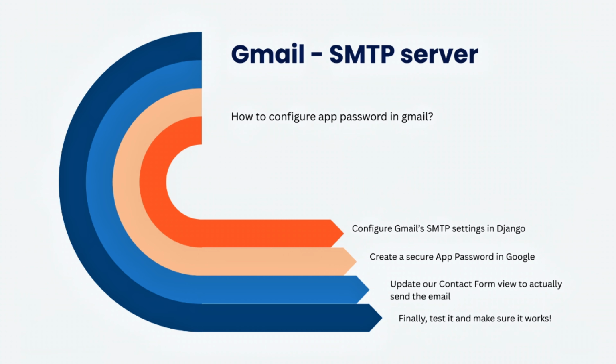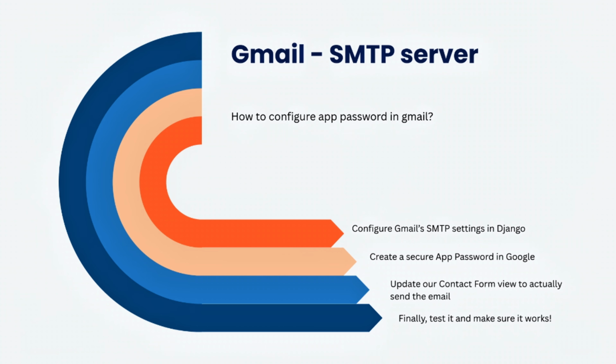So here's what we'll do in this video. 1. Configure Gmail's SMTP settings in Django. 2. Create a secure app password in Google. 3. Update our contact form view to actually send the email. 4. Finally, test it and make sure it works.